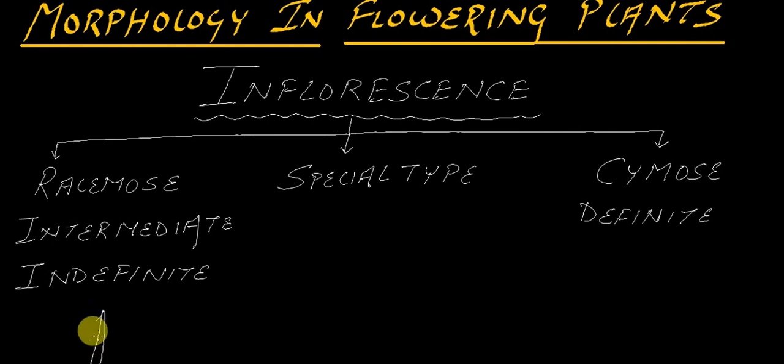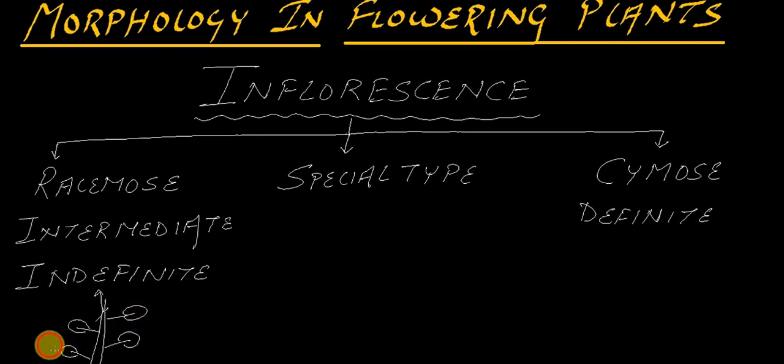peduncle on which the flower needs to appear. So a flower will appear over here, then another flower will appear here, then another one over here, another one over here. So basically the tip of the axis contains meristematic tissue, and they keep on dividing and they keep on growing the stem. So this axis will keep on growing. The growth of this stem will not stop, and hence the flowers, so one will come here, another will come here, and so on.